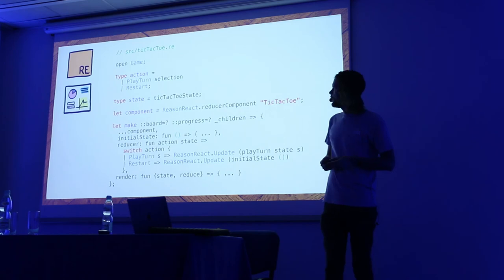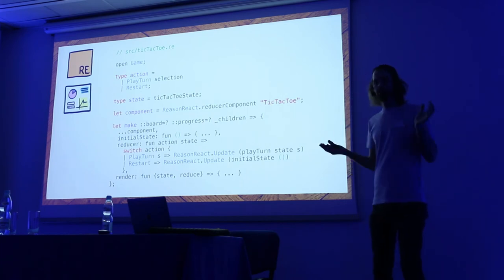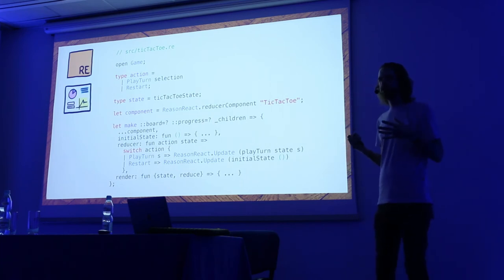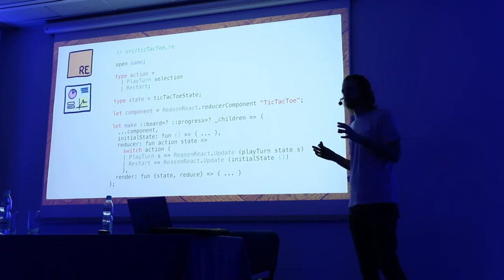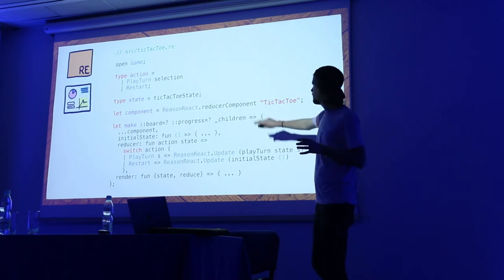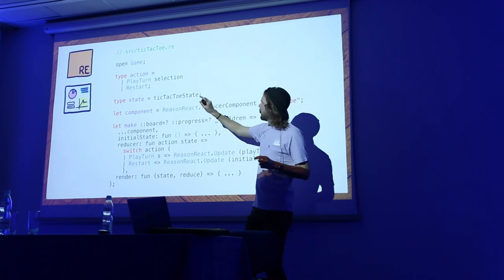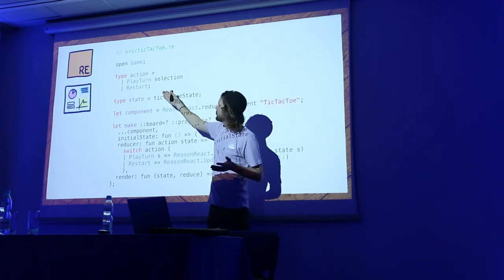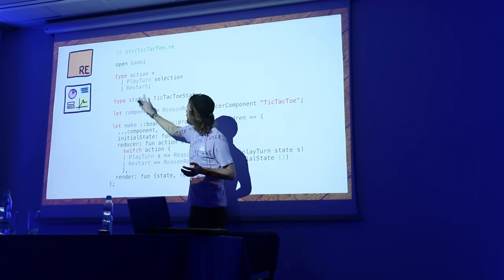Okay, and now we define our components. And in React, we have something called a reducer component. If you're familiar with Redux, in Redux you have a global state. Reason tries to eliminate this whole Redux terminology. They say don't use Redux in that case, because we don't really need it. The language supports it by default. So what we have is a reducer component, and we call it tic-tac-toe, and we have actions, very similar to Redux actions, or Elm actions. We have play turn with a selection, and we have restart.